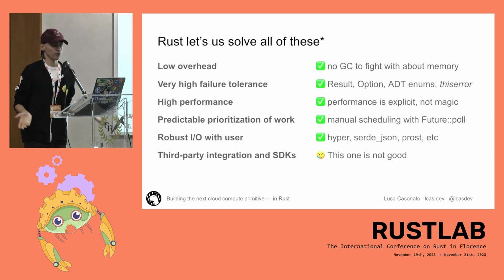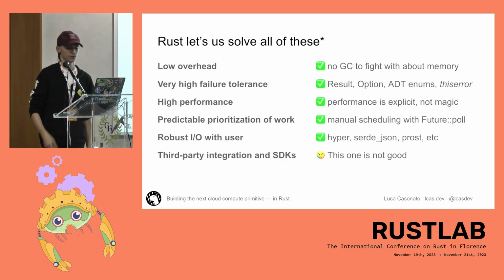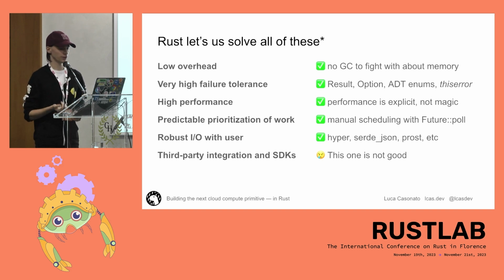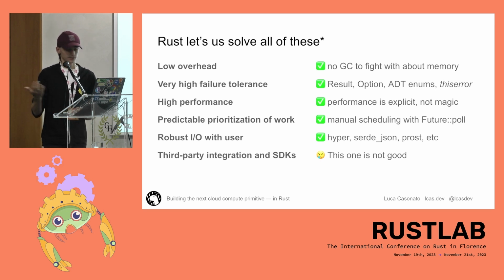And Rust lets us solve all of these pretty well. Low overhead: we don't have a GC to fight about with memory. As I said earlier, the performance is very explicit, right? If you write no clone, there is no allocation. You have very high failure tolerance because of this exhaustive error checking that you get through ADT enums, like Result and Option. You have very high performance. I already said that 2 times. Let me not repeat that again.